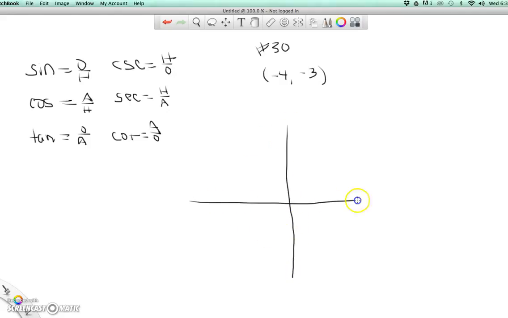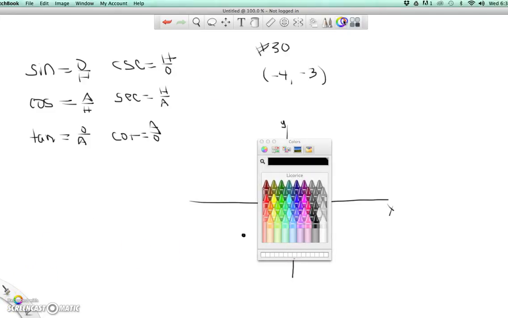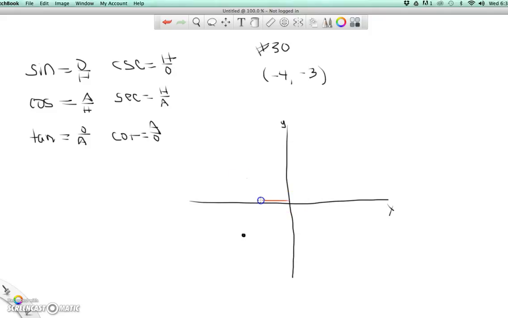So if you have your grid, you have your y and your x. This point right here is -4, and then down 3. Let me change colors. We're going down this way, -4, and then down -3. As you can see, this makes a triangle right there, and then we have some angle theta.